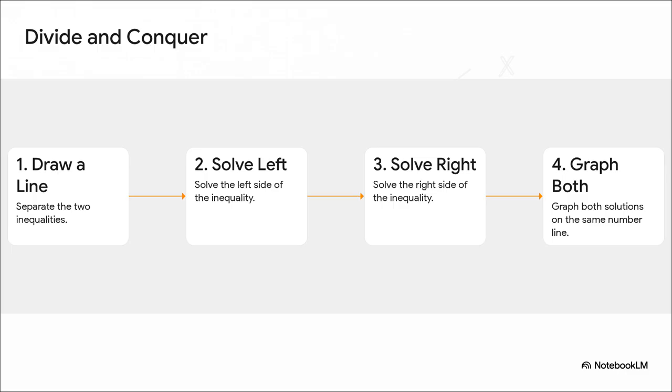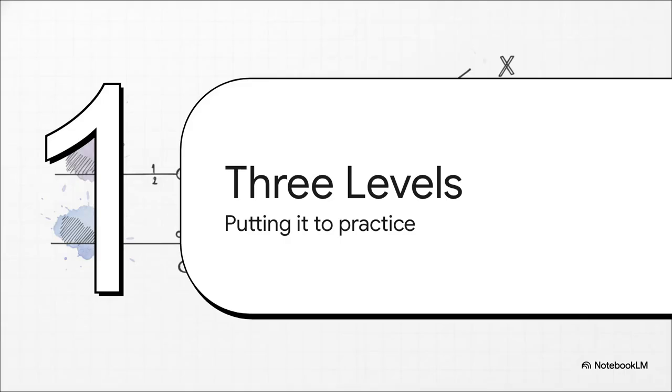Second, you solve the inequality on the left. Third, you totally ignore the left side and solve the inequality on the right. They are two different universes. And finally, you just take both of those answers and plot them on the same number line. That's the whole thing. Okay, enough theory.